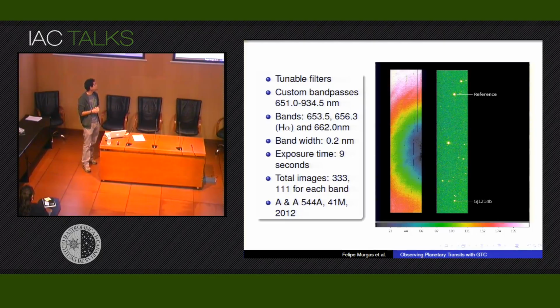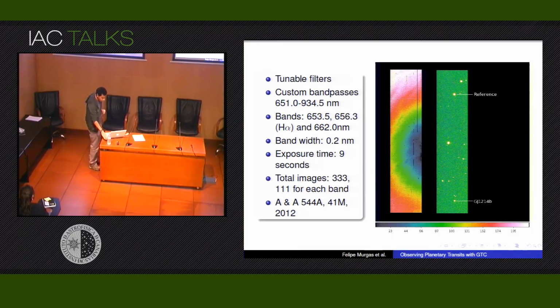So with GTC OSIRIS, we chose three bandpasses, one centered on the H alpha line and two near the continuum, with a really narrow filter of 0.2 nanometers.